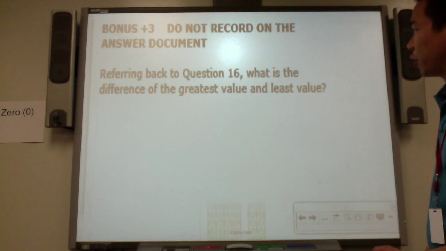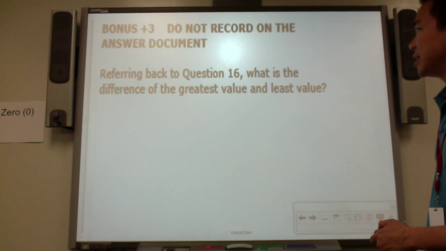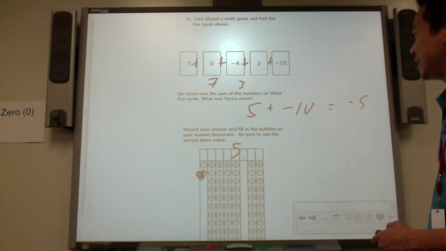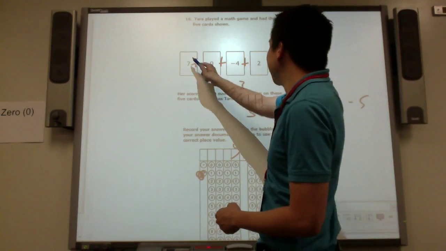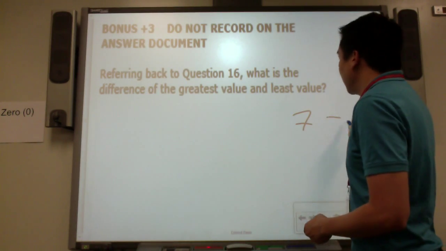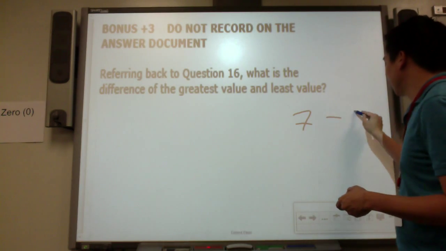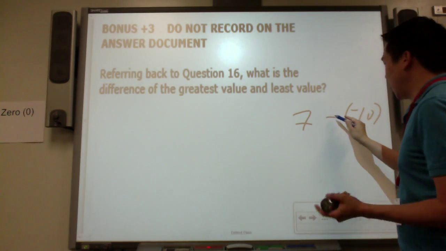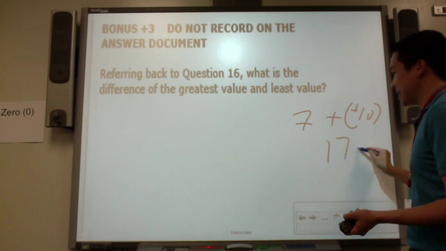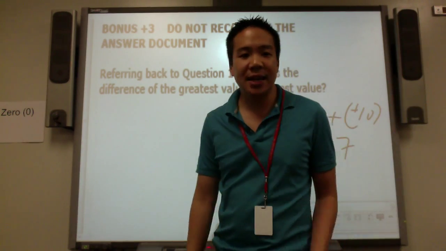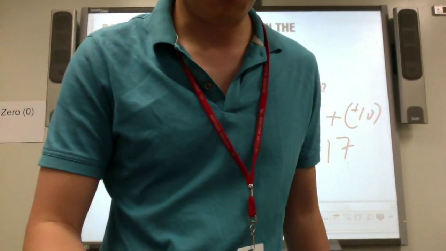And here's a bonus, referring back to question 16. What is the difference of the greatest and the least value? The greatest value is 7. The least value, the smallest number, is -10. So to subtract, add the opposite, the difference is 17. So this is test 1-2 for PreAP.